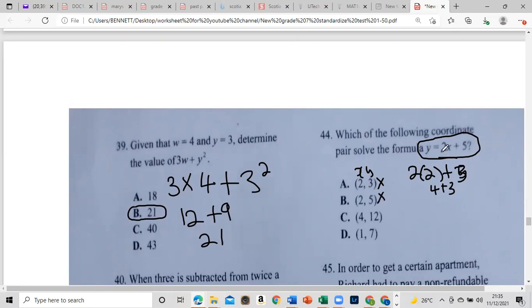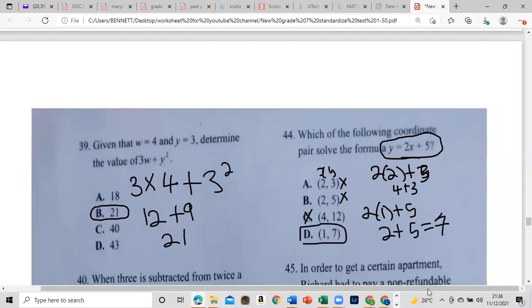So try 4 now. 2 times 4 is 8, plus 5, that's 13. So almost the last one. Now 2 times 1 is 2 plus 5 equals 7. Alright, I think this is a bit rough for grade 7 still. Nevertheless, it's the standard. So I guess in some parts of the world they already do that.